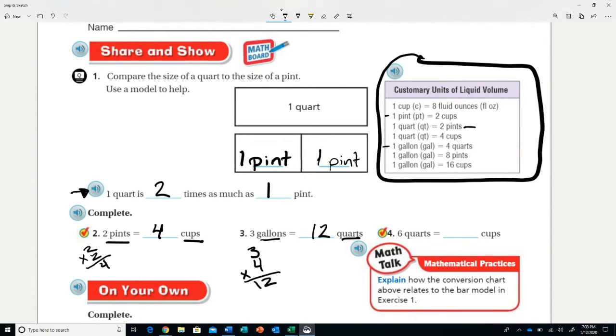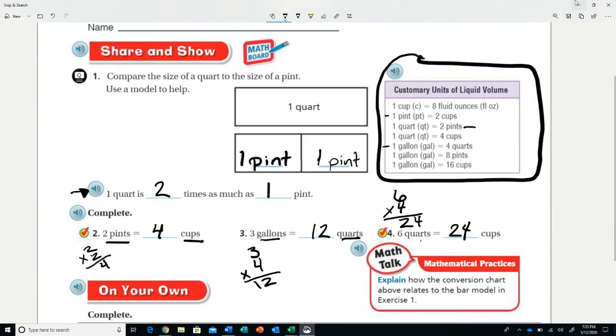Let's go find quarts to cups. I have 1 quart equals 4 cups. So if I have 6 quarts, I know that every quart has 4 cups, and that is going to be 24. Now that is a lot of cups, considering that a gallon is 16 cups. This is more than a gallon. All right, that's the basics here on how you work with liquid volume.